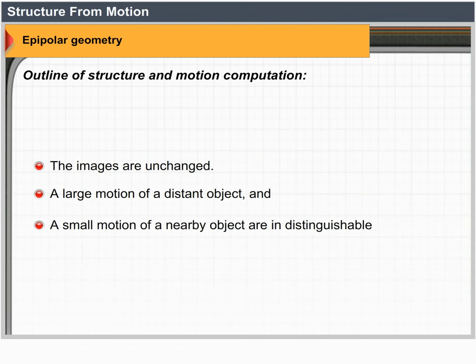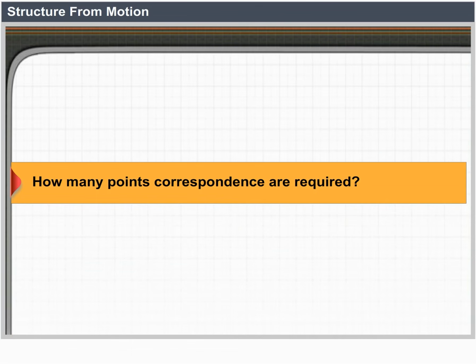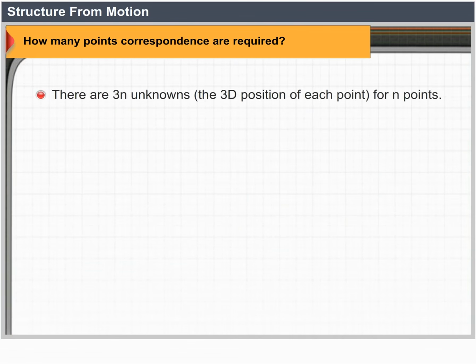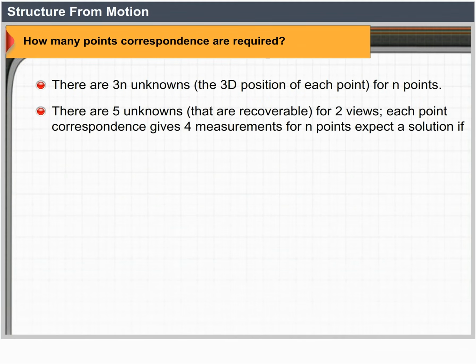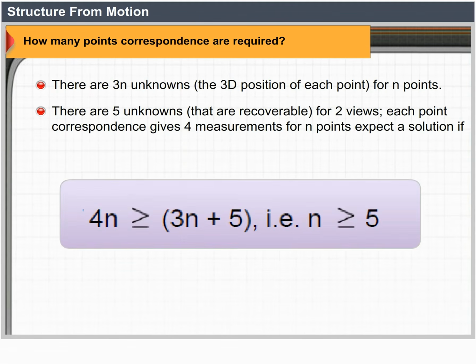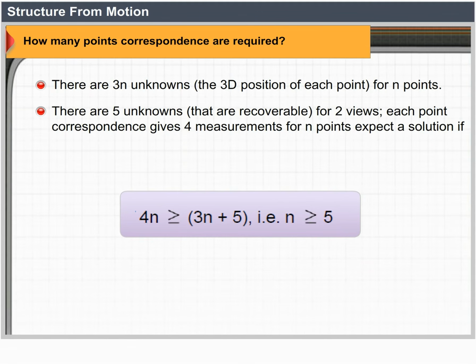How many point correspondences are required? For n points, there are 3n unknowns, the 3D position of each point. For two views, there are 5 unknowns that are recoverable. Each point correspondence gives 4 measurements. For n points, expect a solution if 4n is greater or equal to 3n plus 5, that is, n is greater or equal to 5.